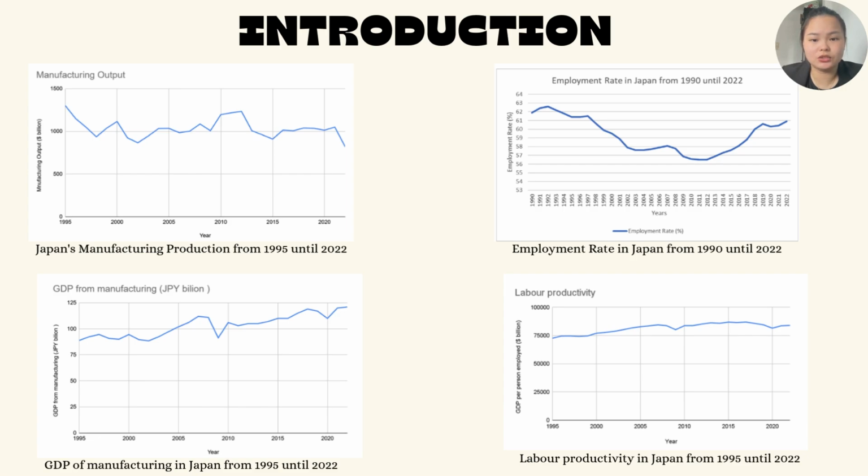Next is the GDP of the manufacturing sector. It decreased in 2008 until 2009 and increased again in 2010. Similarly, it decreased from 2019 until 2020 and increased again in 2021. As for labor productivity in Japan, it showed stable growth over time.